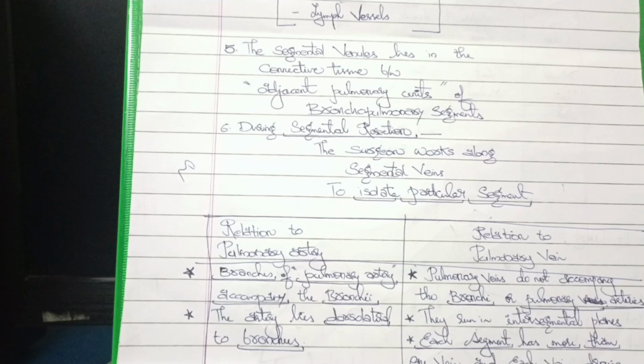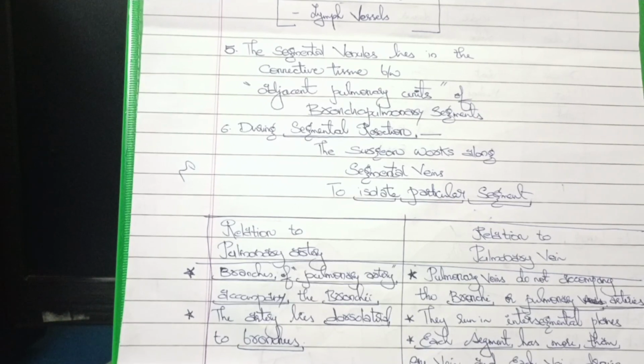Relation to pulmonary artery, relation to pulmonary vein. Branches of pulmonary artery accompany the bronchi. The artery lies dorsolateral to bronchus.